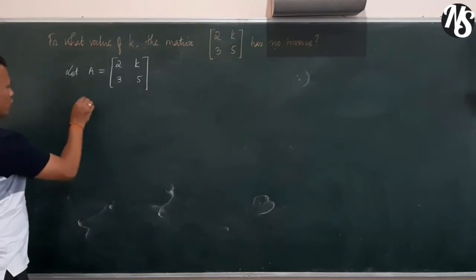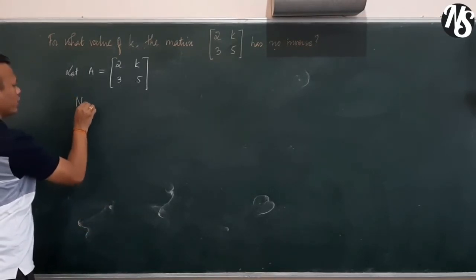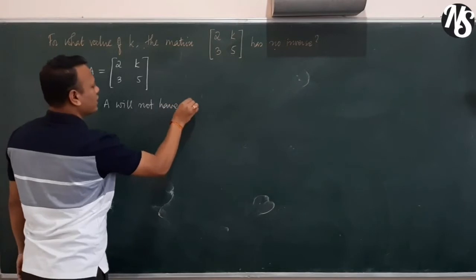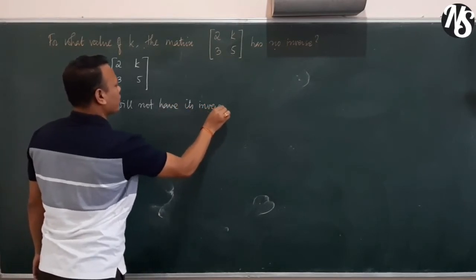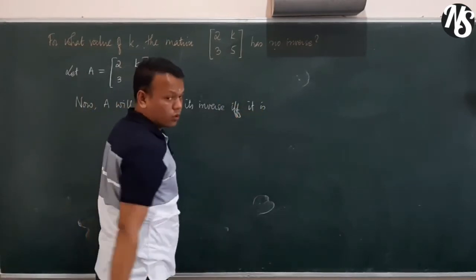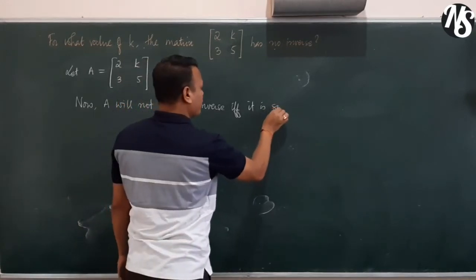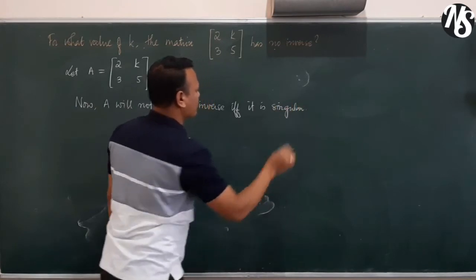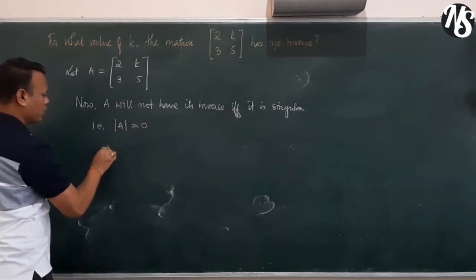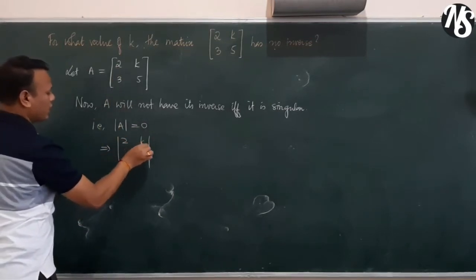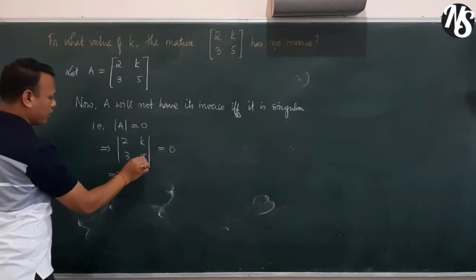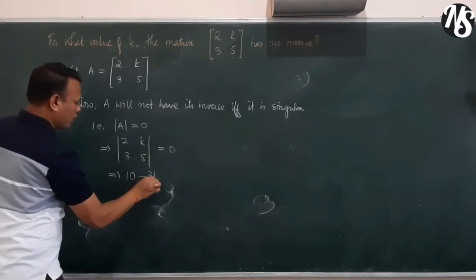Now, A will not have its inverse if and only if it is singular, right? That is, if the determinant of A becomes 0. Now what is A here? A is 2 k, 3 5. If this becomes 0, then the inverse won't exist. That is, 2 fives are 10, minus 3 into k is 3k, equals 0, so 3k is equal to 10.